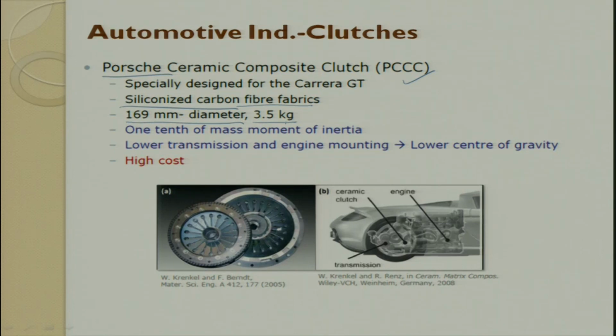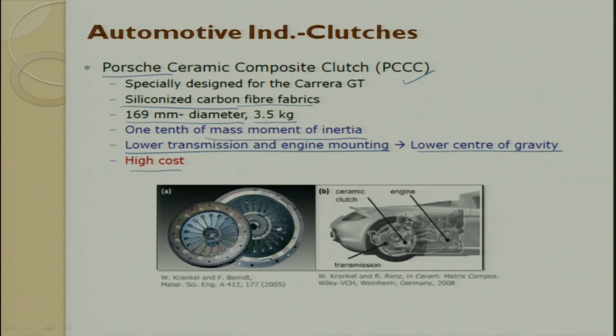Earlier it was made out of cast iron, which was like 7-10 kgs, now it has come to 3.5. 1/10 of the mass moment of inertia comes because of this ceramic matrix composite, which is a huge reduction in energy consumption and all those things. Lower transmission and engine mounting, lower center of gravity. Since the technology has not become popular, it is an intellectual property technology, so still it is expensive.